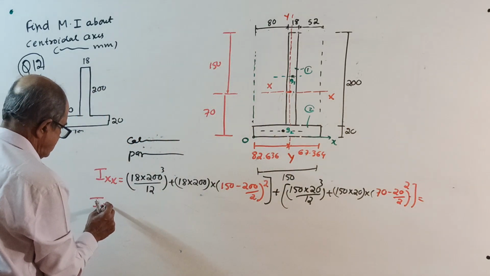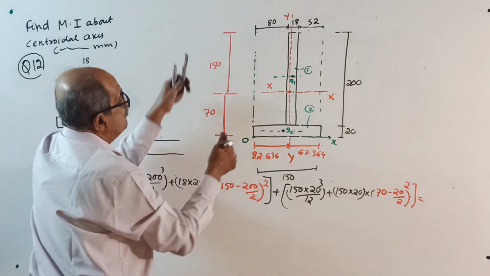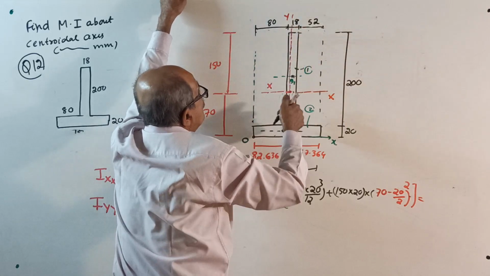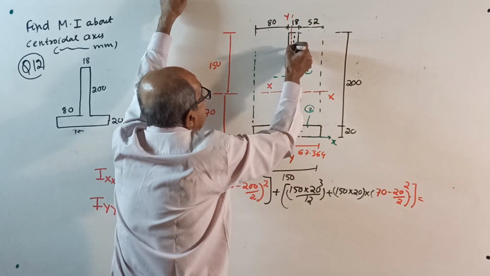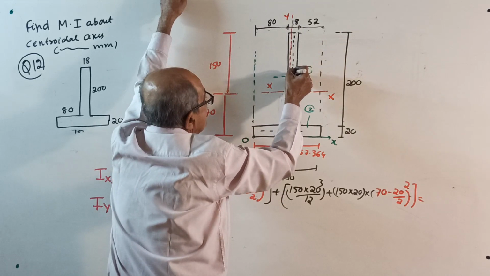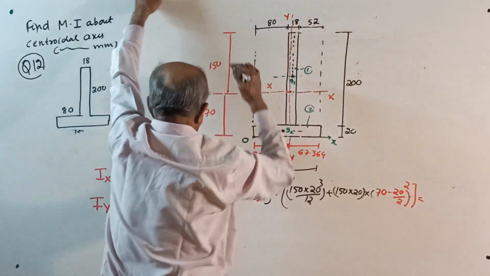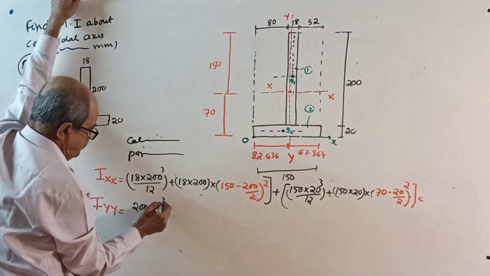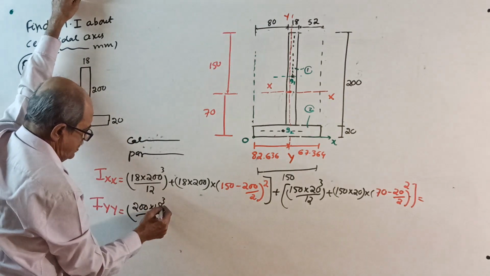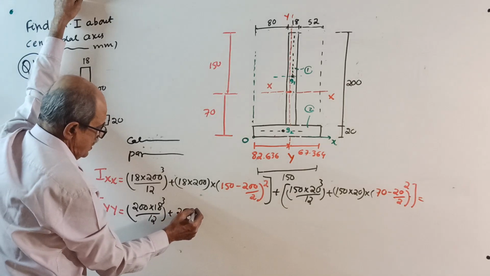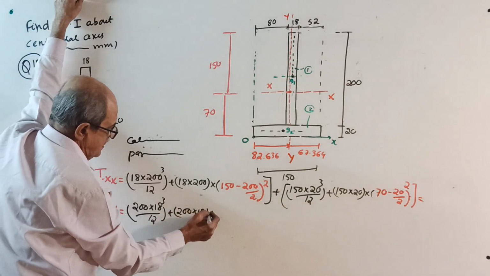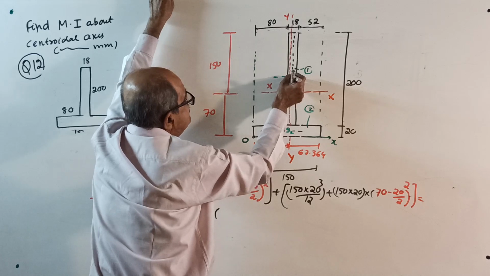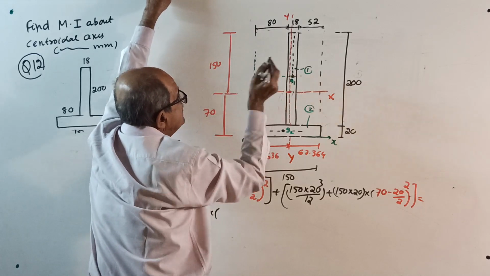IYY, answer not required. IYY. First, I about its own centroid axis parallel to YY. See here, its own centroidal axis here: 200 into 18 cube by 12, plus 200 into 18 is the area, into, be careful, the distance from centroid to this axis, this very small distance squared.